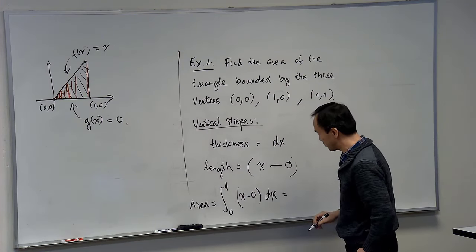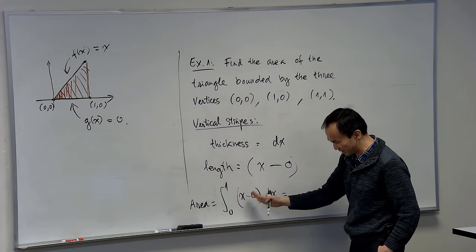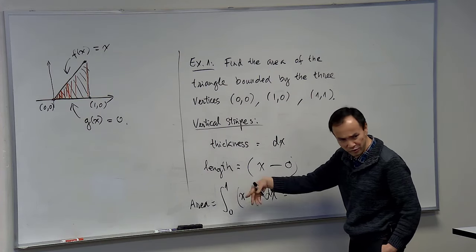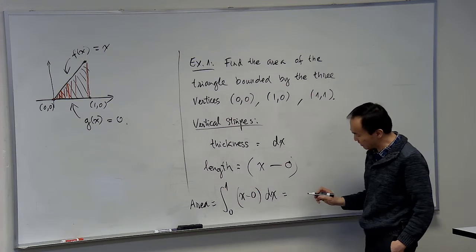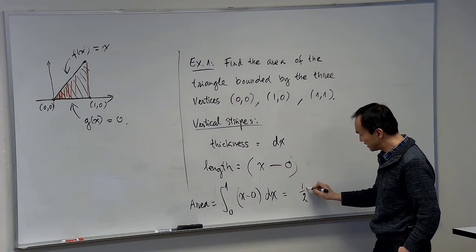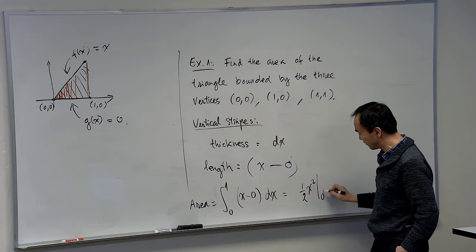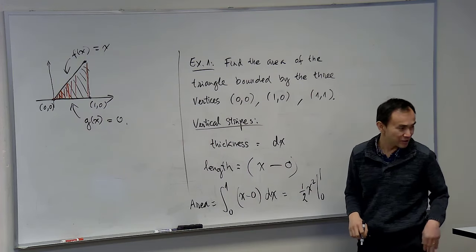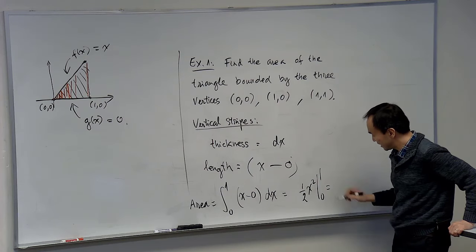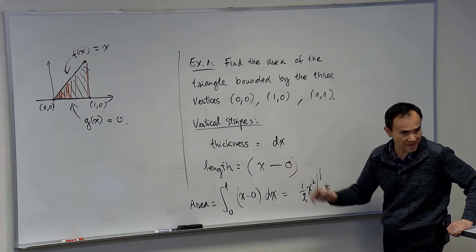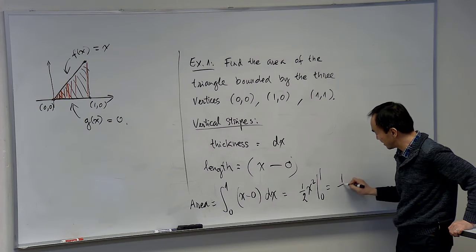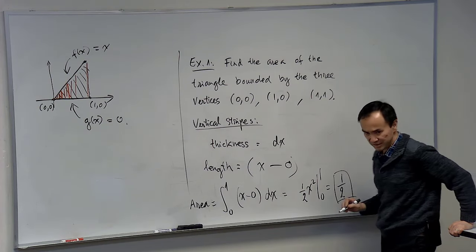So now with the math work, it comes out. And by the way, at this point, you can see that x minus 0 is simply x. So integrating that with the fundamental calculus, one-half x squared, evaluated from 0 to 1. That's simple enough, so you guys do whatever math work for that, okay? The answer comes out being one-half. You guys follow it?